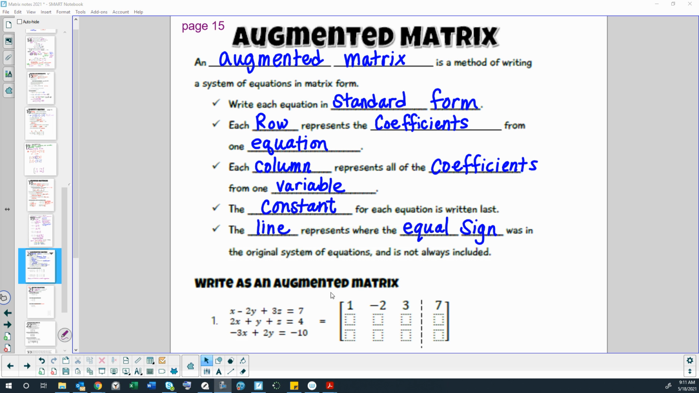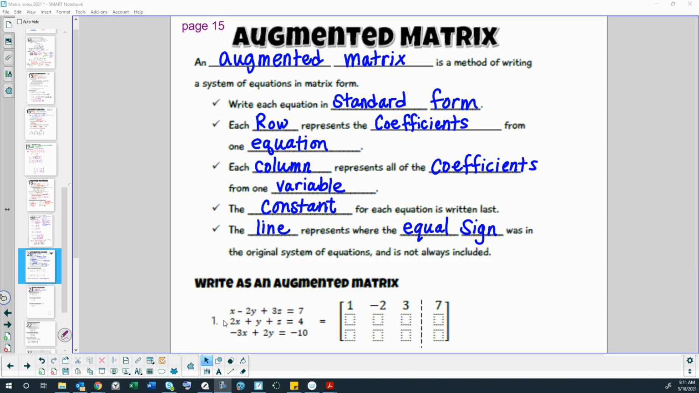And then the constant for each equation, that's what the equation's equal to, is written last over here. And then sometimes we put a line in here that represents the equal sign. We don't have to write that line, but sometimes that is part of an augmented matrix. So let's look at this example here.